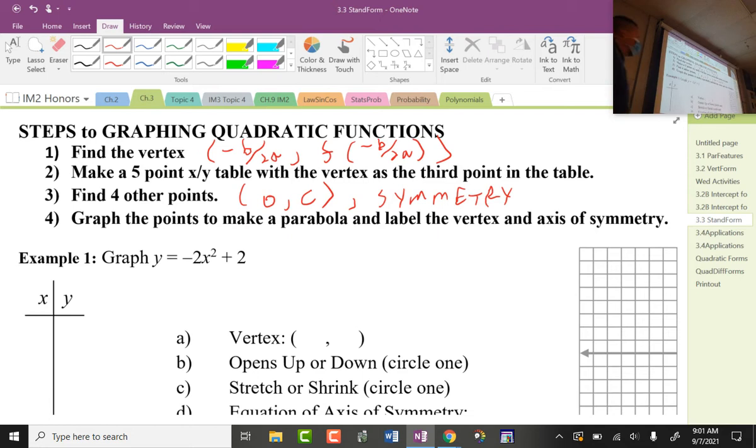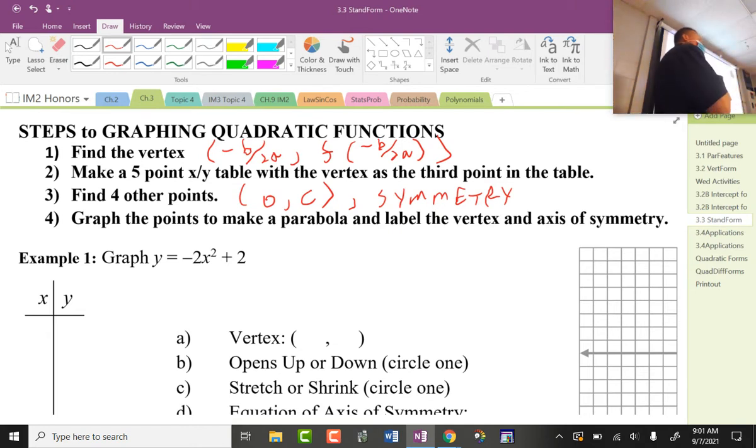And then graph the points, make a parabola, label the vertex and axis of symmetry. Probably have you write that in words. And only in this first example, we'll talk about domain, range, increasing, decreasing. We'll verbalize it in the next couple.